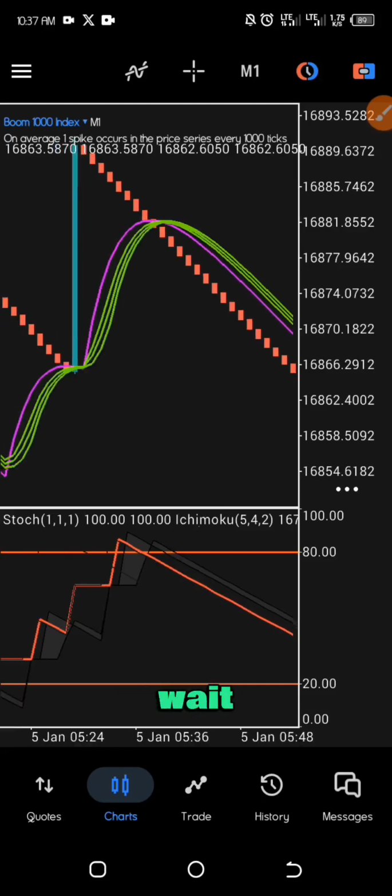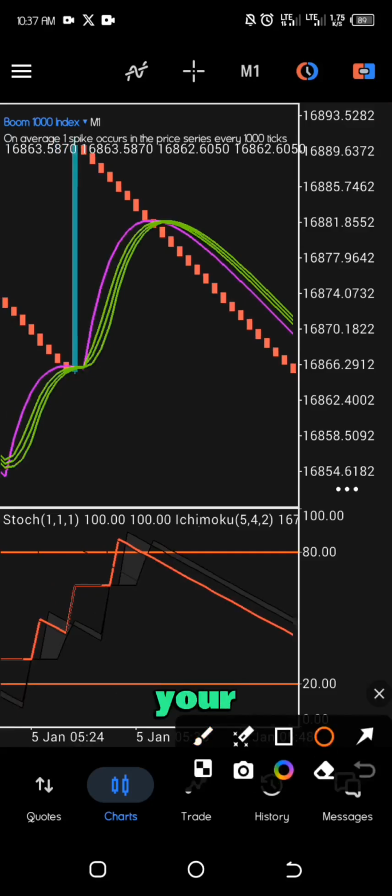The first thing you have to wait for is your red line to be at the 80 levels, which is very important. When the line is at the 80 levels, the next thing you have to wait for is your main chart confirmation. We don't just jump in when we see our indicator window one setup. We wait for the right confirmation for entries.